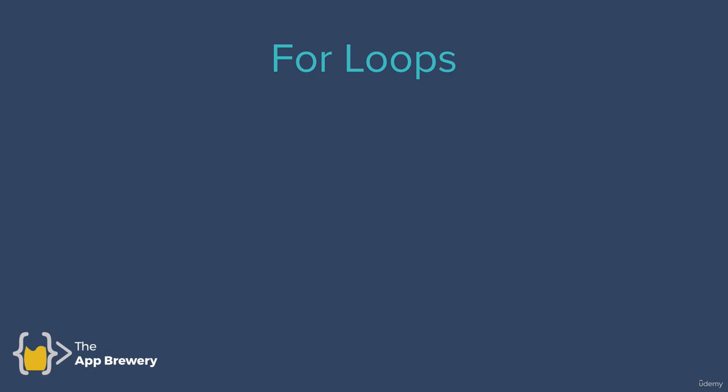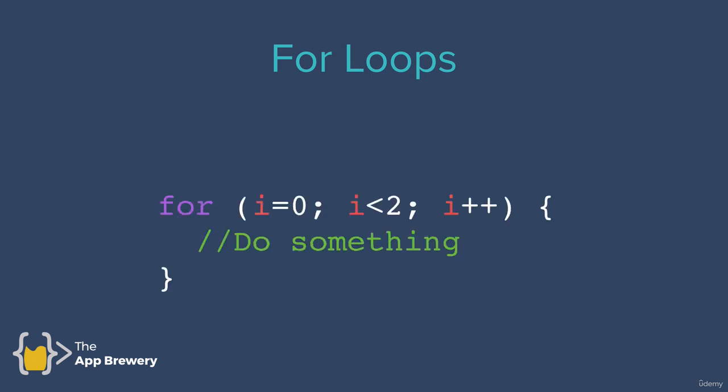Now, another way that we could have completed the challenge is by using a for loop. A for loop works similarly to a while loop, but instead of testing a condition, we're specifying the number of times that we want the loop to run. And the syntax looks something like this.